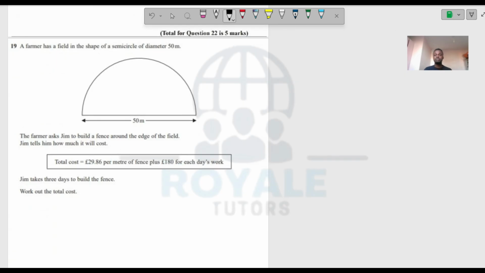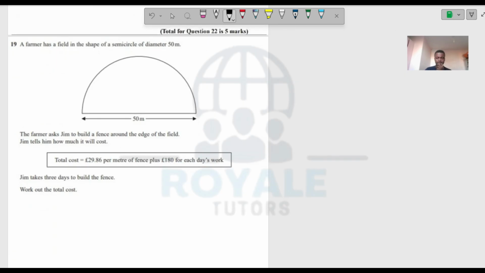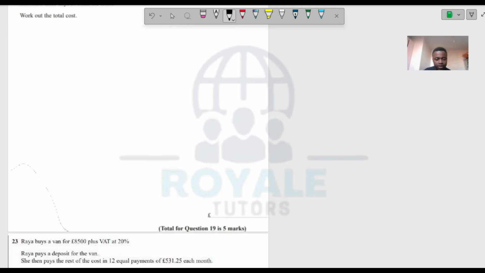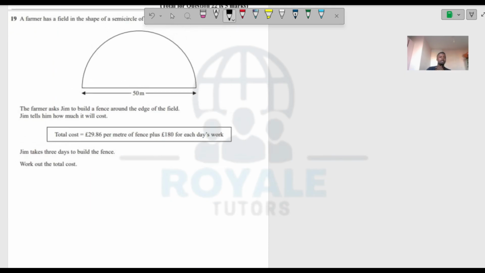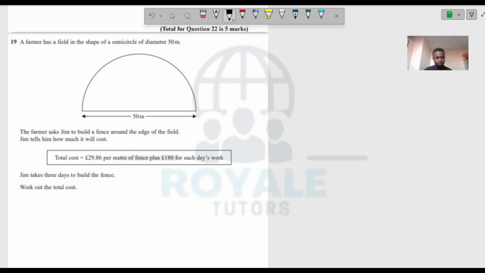So let's see number 19. A farmer has a field. So let's see how many marks for this. 5 marks as well. A farmer has a field in the shape of a semicircle. So this particular question surely must have been from a calculator paper, because you can see decimal, you can see that you have to use pi. So you have to have your calculator with you to be able to do this.